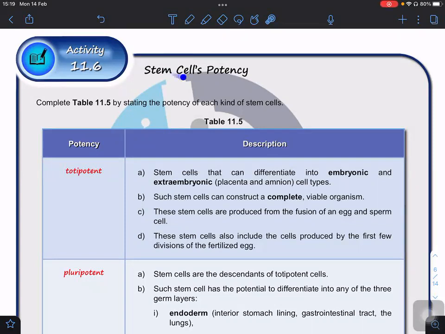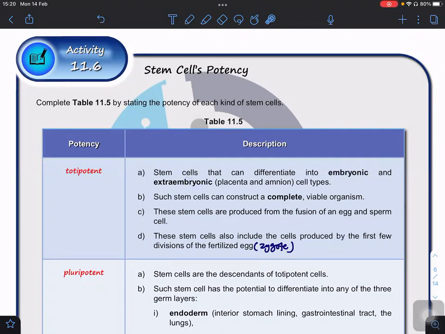Okay, so when we talk about stem cell potency, we can see that a stem cell can differentiate into embryonic and extra-embryonic cells, which form the placenta and the embryo. Such a stem cell can construct a complete viable organism. These stem cells are produced from the fusion of egg and sperm to form a zygote. The stem cell also includes the cells produced by the first few divisions of the fertilized egg. So again, the answer is totipotent, because it can form an entire complete viable organism, differentiating into the embryonic and extra-embryonic.